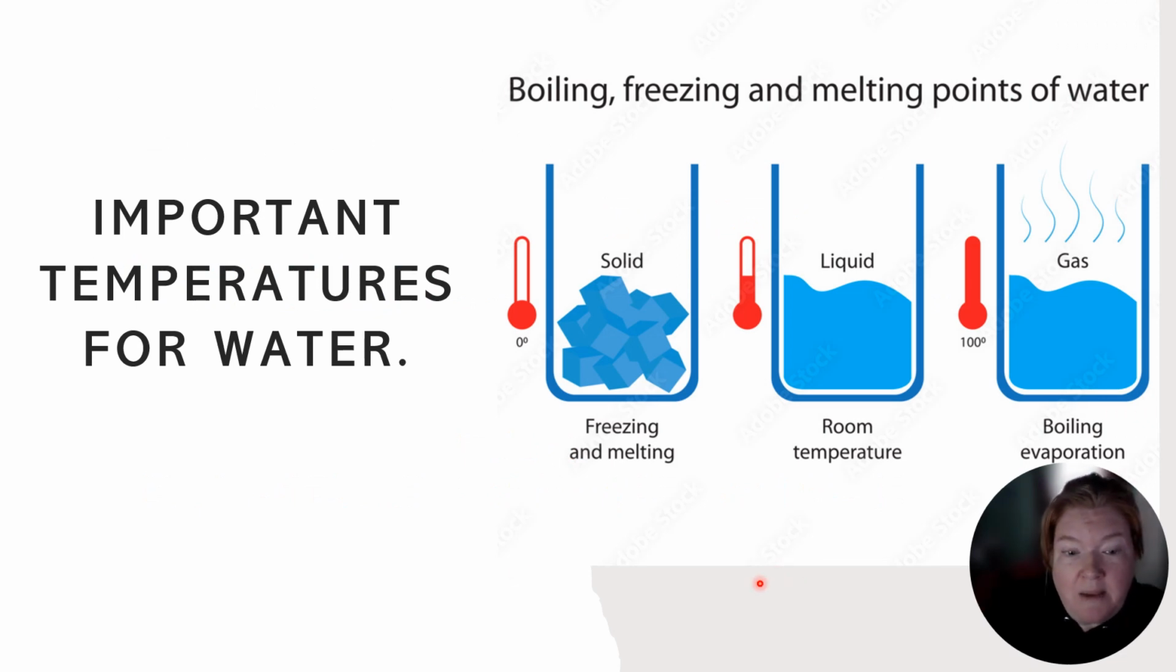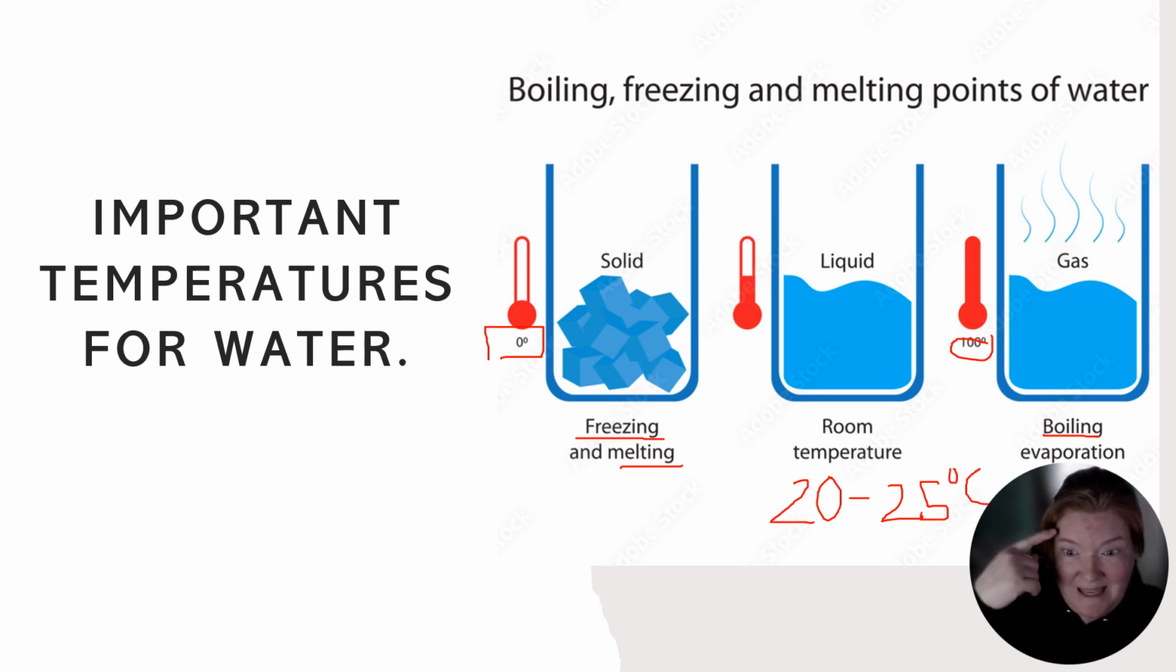Now, there are some important temperatures for water to just memorize. So 0 degrees Celsius is the freezing point and melting point of water. 100 degrees Celsius is the boiling point, and also the reverse would be the condensation point of water. And then room temperature, which is somewhere between 20 and 25 degrees Celsius, is an appropriate temperature to be thinking about in your head. So these temperatures must come from your brain.